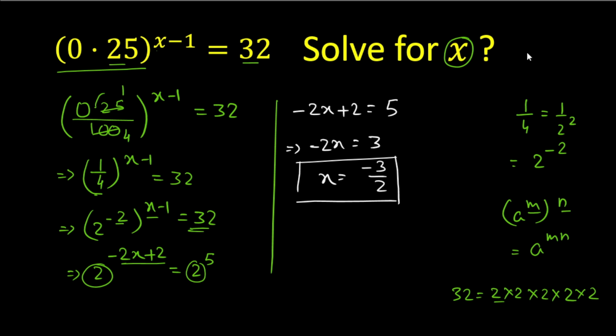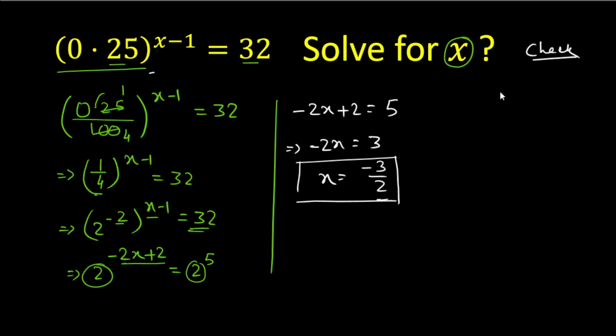Now we'll check this expression and confirm whether this value satisfies it or not. For that we'll erase this, and the expression is 0.25 to the power x minus 1 equal to 32. Here we can write this value as 1 over 4 to the power of, for x, minus 3 divided by 2 minus 1, equal to 32.